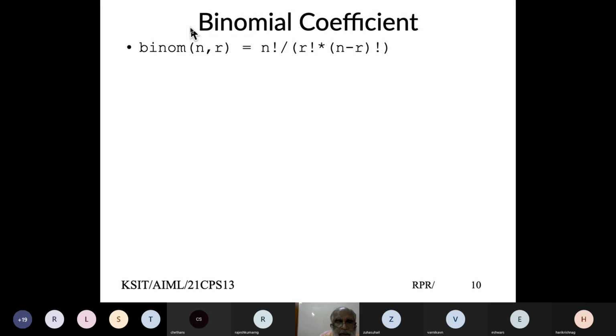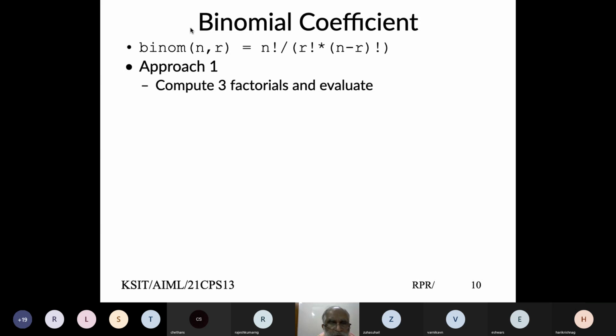So one way to do that is to write a loop that would compute factorial n, then compute factorial r, then compute factorial n minus r, and that will give the answer. So the first approach is to compute 3 factorials and solve them. We haven't defined the functions yet, so using only looping, how do we do that?